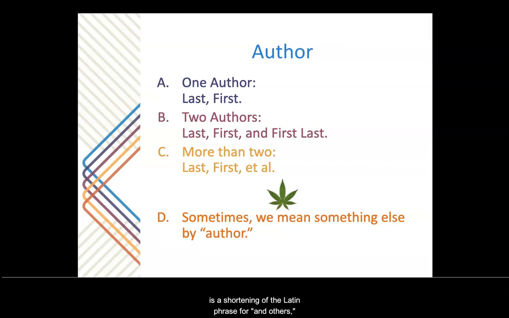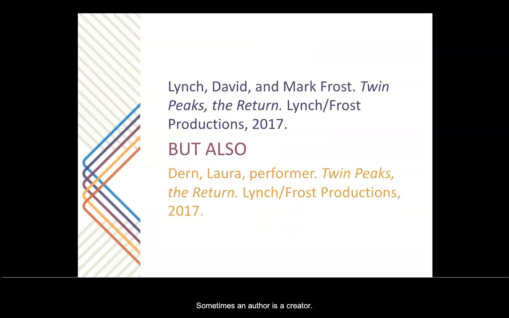Et al. is a shortening of the Latin phrase for and others, and it allows people reading your citation to know that there are other authors. However, it's also worth noting that sometimes we mean something else when we use the word author. Sometimes an author is a creator. For instance, in this example, David Lynch and Mark Frost wrote the show Twin Peaks: The Return. Also, you might list a performance, as in Laura Dern's performance in Twin Peaks: The Return. An author could also be an organization or an association or a government entity. For instance, the Bureau of Labor Statistics could be an author if you're using statistics from the Bureau of Labor Statistics.